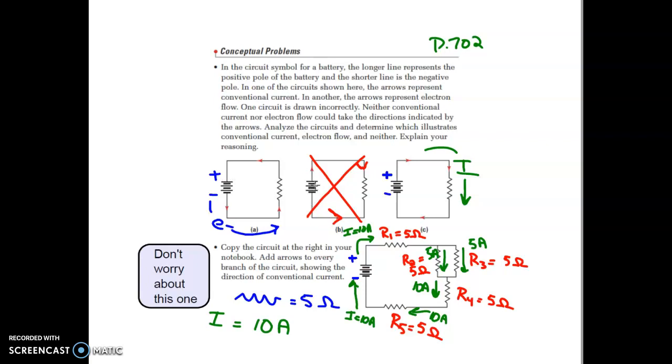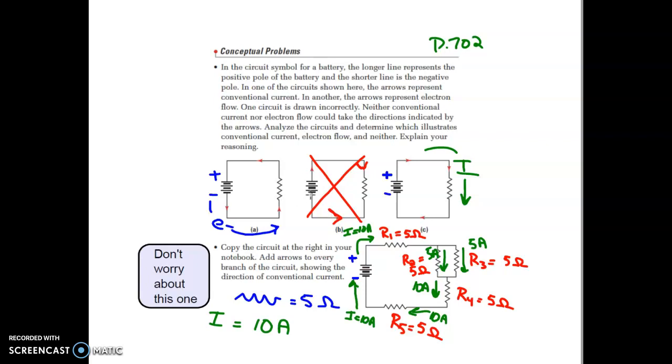So again, let's start here. Let's start at the battery, and so we're coming out of the positive end, so it looks like it's going to be current. Oh, we keep going through the resistance, all the way, and it changes direction.